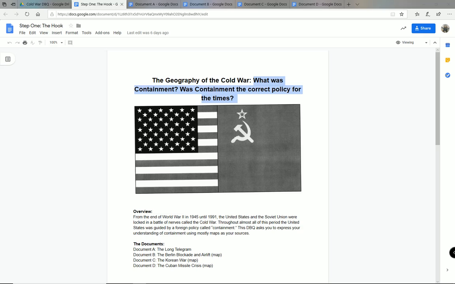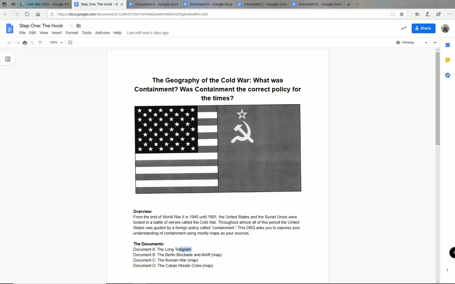The first thing I want to start with is reminding you what your question is for this DBQ. There are two: what is containment, and was containment the correct policy for the times? So what you're really going to be doing in the first paragraph is defining containment, and then you are going to be grading how containment worked during the three events that we're going to look at.